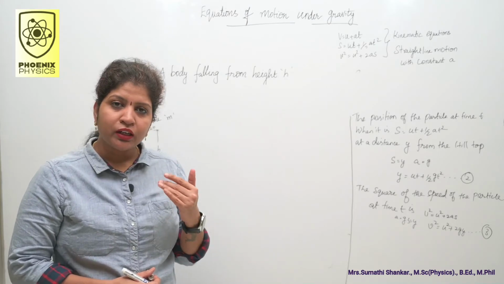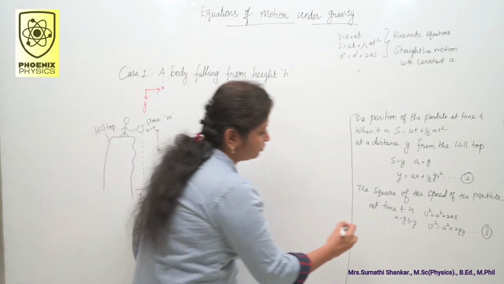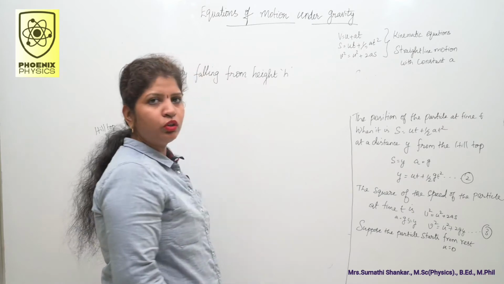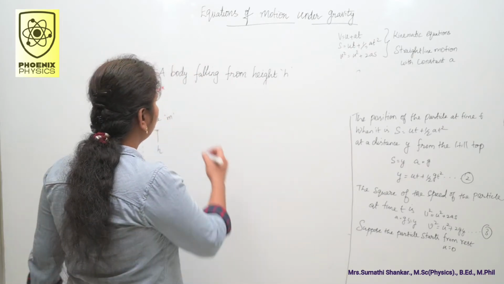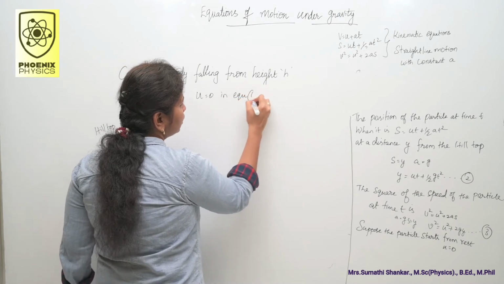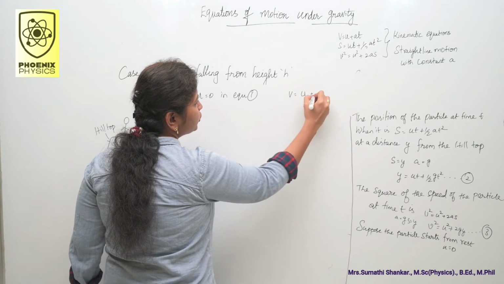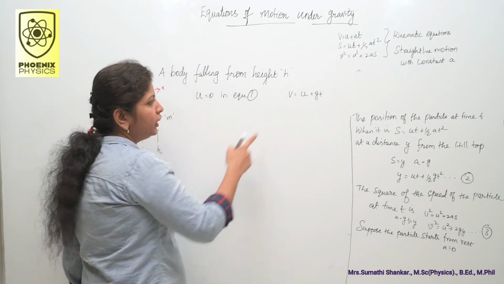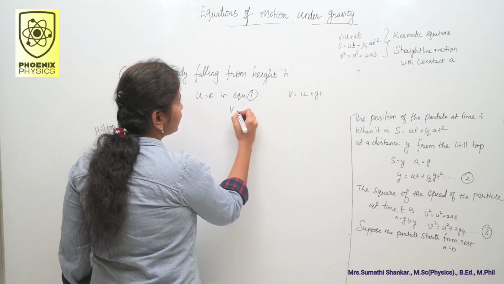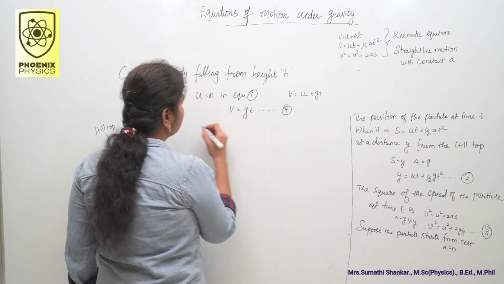Suppose the particle starts from rest, which means u is equal to 0. Substitute u is equal to 0 in equation 1. So what is our equation 1? v is equal to u plus gt. This is our equation 1. Here you substitute u as 0. So v is equal to gt. This is our fourth equation.